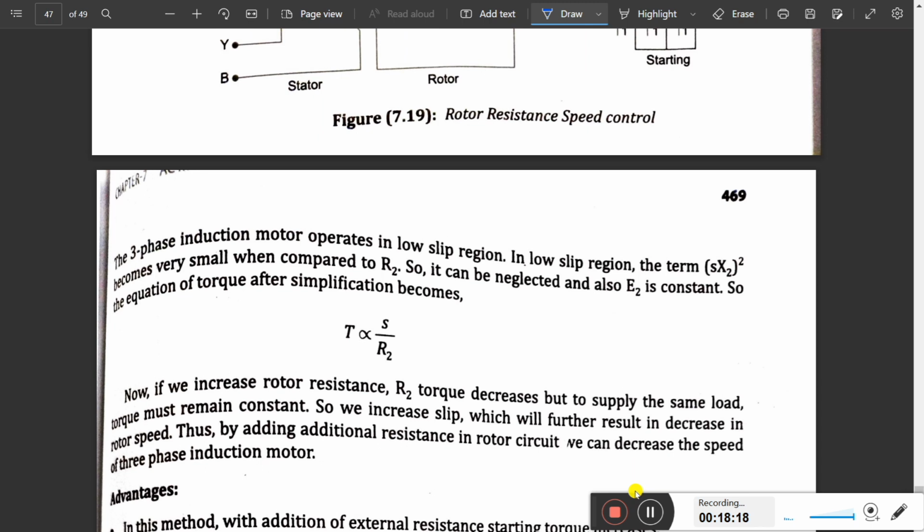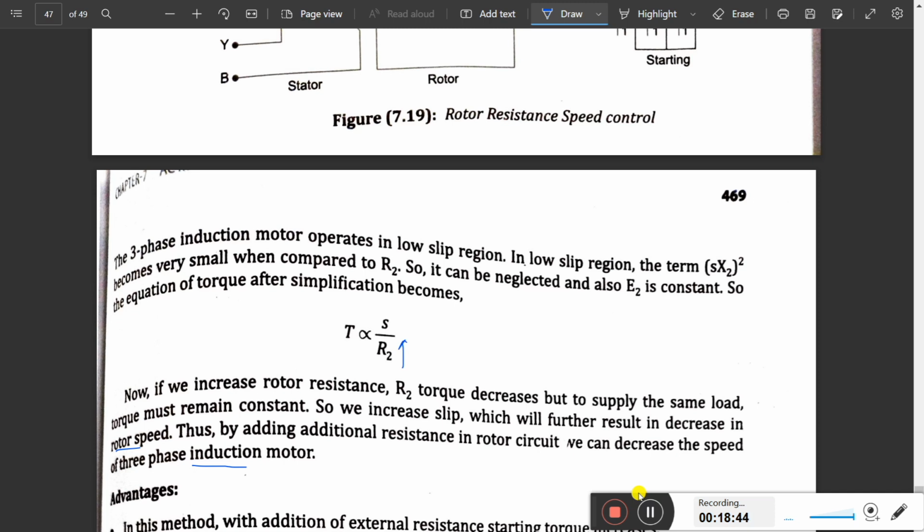Now, in increasing the rotor resistance, the torque decreases, but to supply the same load, torque must remain constant. So we increase the slip, which will further result in decreasing the rotor speed. Thus, by adding additional resistance on the rotor side, we can decrease the speed of a three-phase induction motor.